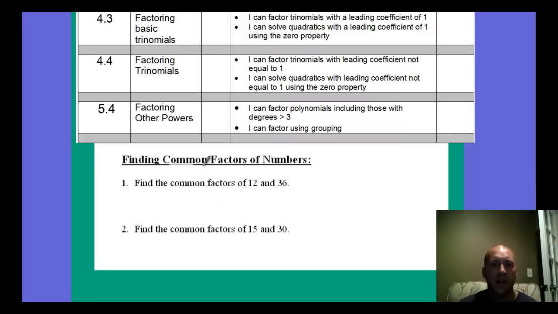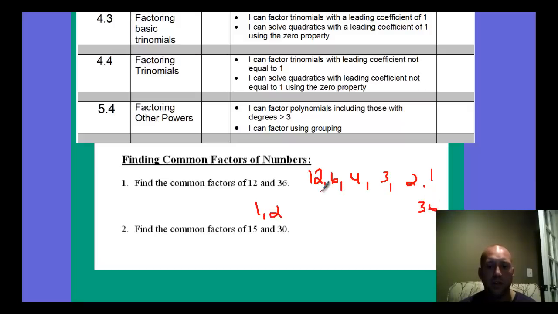Common factors is something with that. So we're looking at common factors of 12 and 36. We can actually list the factors of 12 and 36. So the factors of 12 are like 12 times 1, and then 6 times 2, and 4 times 3. So I kind of list them out. A lot of times I'll start with 1 actually. 1 times 36, and I'll work my way up.